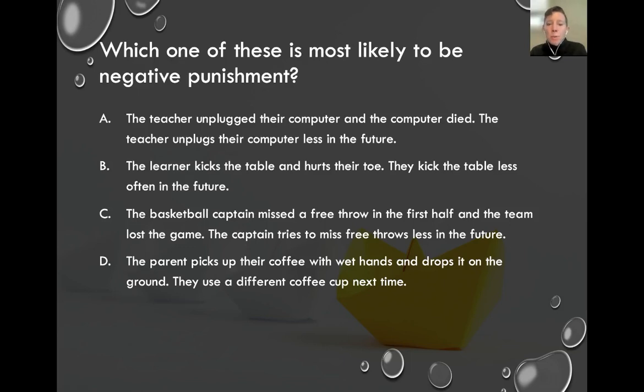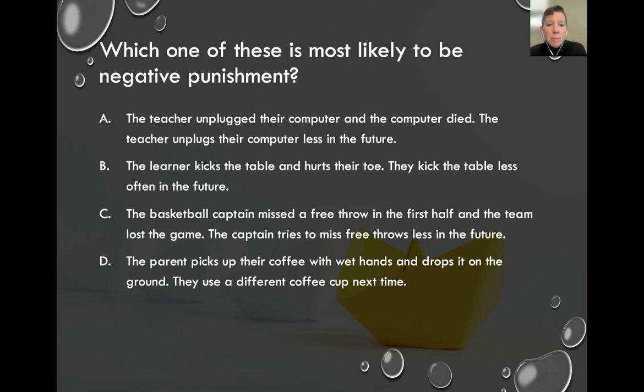Which one of these is most likely to be negative punishment? A, the teacher unplugged their computer and the computer died. The teacher unplugs their computer less in the future. B, the learner kicks the table and hurts their toe. They kick the table less often in the future.